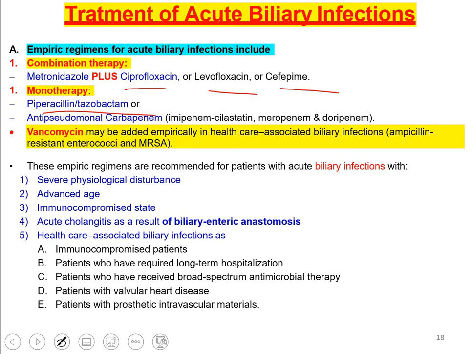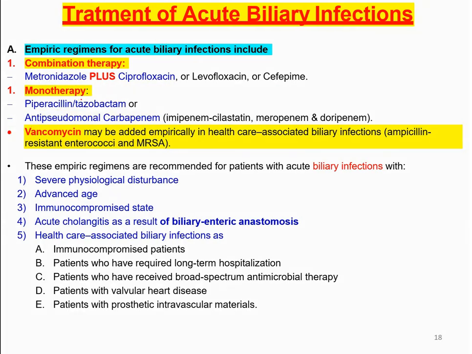But in case of MRSA, methicillin-resistant enterococci, you can go ahead with vancomycin. And these classes of antibiotics, if they are combined meticulously, can be very helpful and life-saving.